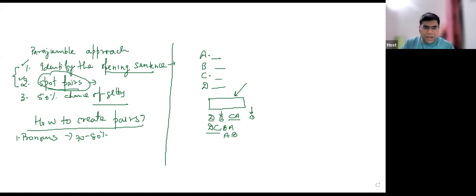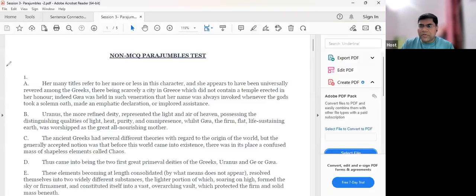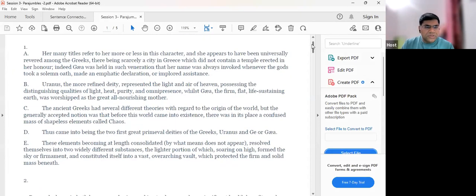So without wasting much time, I would go to the question which I have brought with me today. Without questions, it's difficult to understand parajumbles. I want all of you to try this question. There are 5 sentences. Again, you will not get 5 sentences in the exam, but I want all of you to try this question. Can you identify the opening sentence and can you form pairs? So carry out step one, identify the opening sentence, and carry out step 2, try to form pairs, and see how close you are to the answer. Please try this. And we will see what we have used to form pairs.